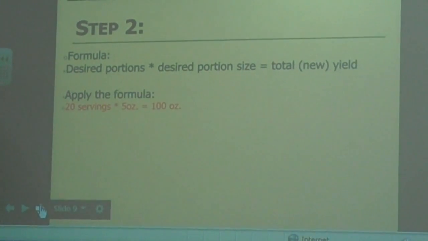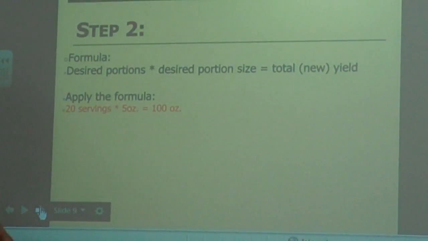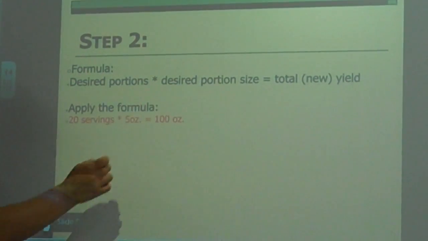Alright? Now, you have to do this with your new yield. What do we want now? So we said we're going to have 20 people over. We don't want to spend as much money, so we lowered our portion size.